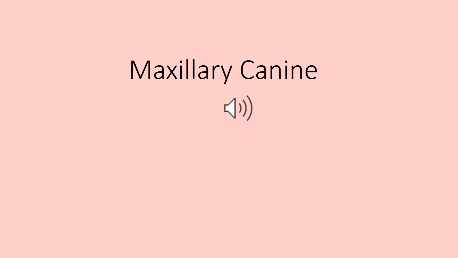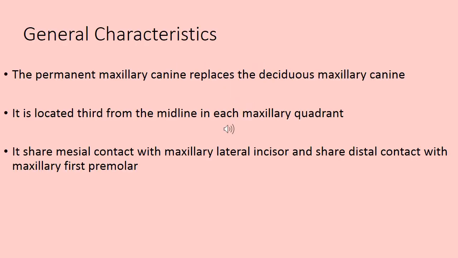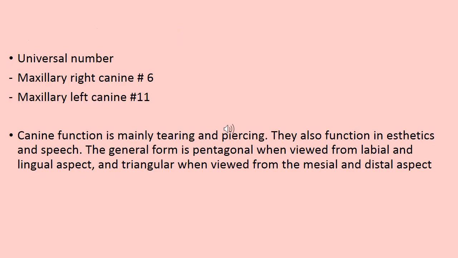In this video, we are going to discuss the maxillary canine. General characteristics. The permanent maxillary canine replaces the deciduous maxillary canine. It is located third from the midline in each maxillary quadrant. It shares mesial contact with the maxillary lateral incisor and shares distal contact with the maxillary first premolar.